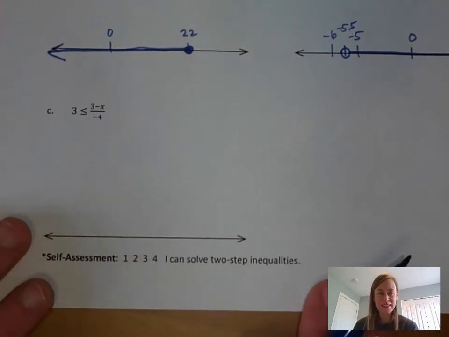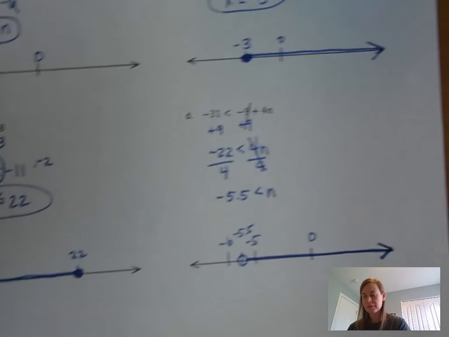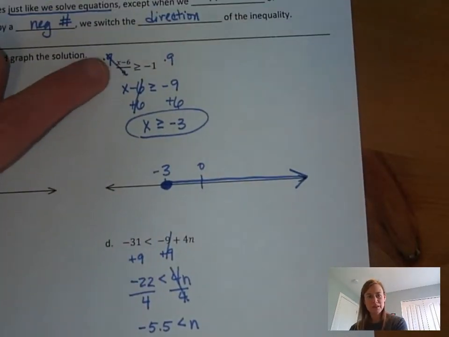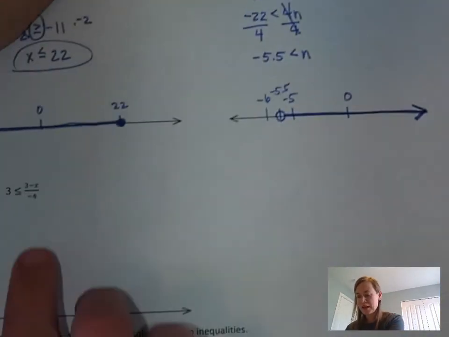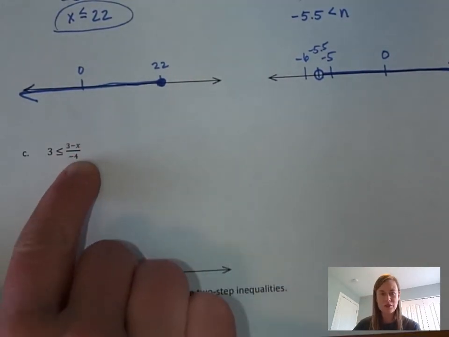Let's go to this last example. We have another one. So is this set up more like this one, or is it more like this one? It's more like this one because you have that big fraction, like the big long fraction bar, and everything is over the denominator.